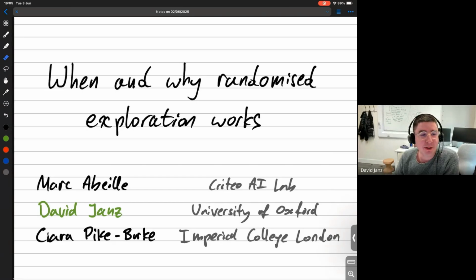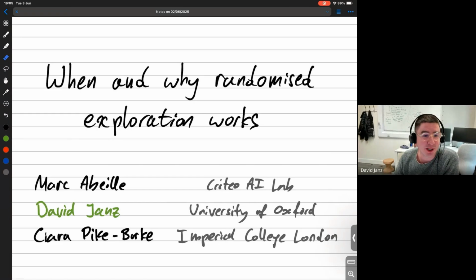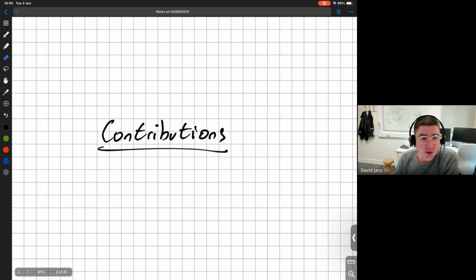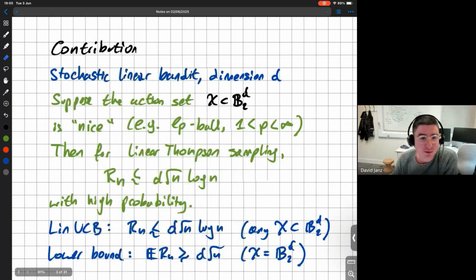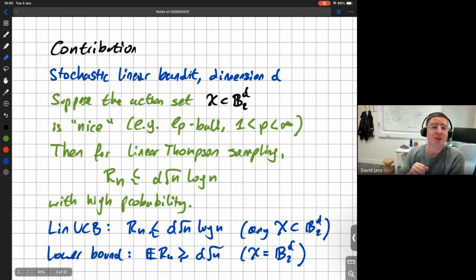Right, so yeah, we'll be talking about when and why randomized exploration works. So just a high-level rundown of contributions in case you're already an expert. Don't worry if this goes straight past you. So consider a stochastic linear bandit, d-dimensional.